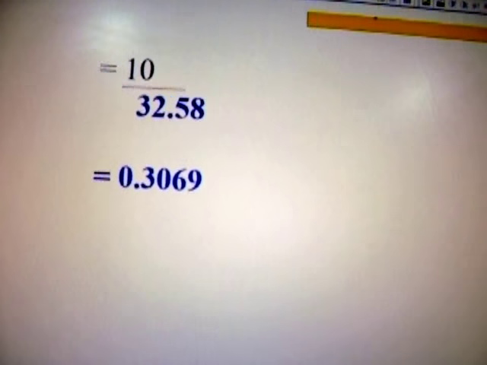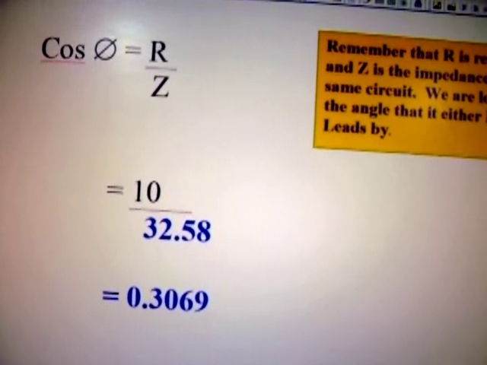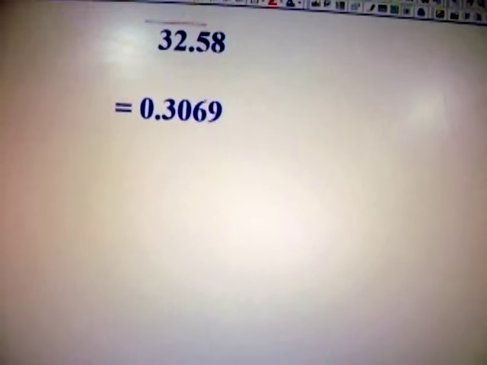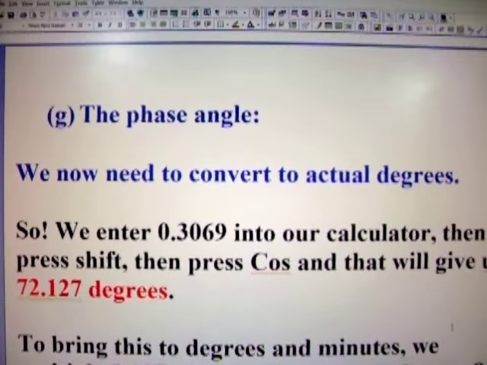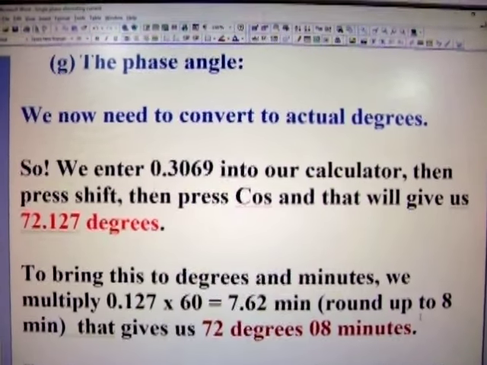Now here is the angle, so we'll simply look at the angle in regards to cos, and we get 0.3069. You'll need to put that into your calculator, because then it gives you the actual phase angle.